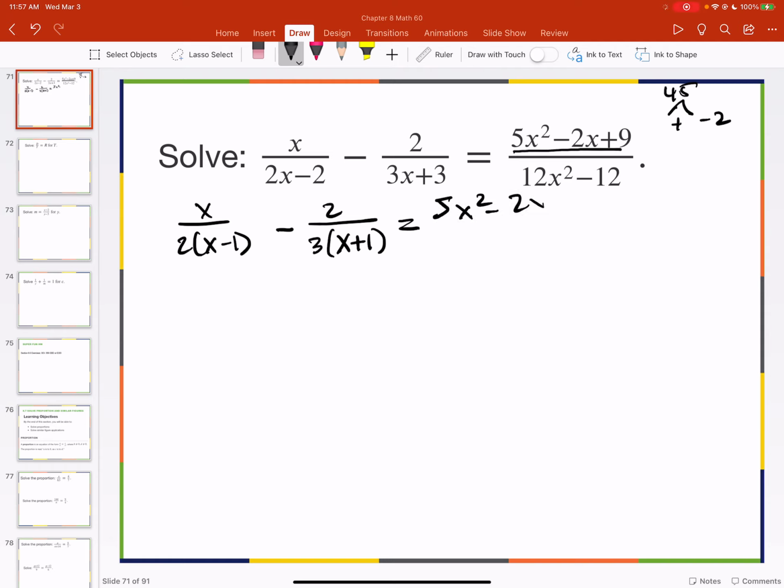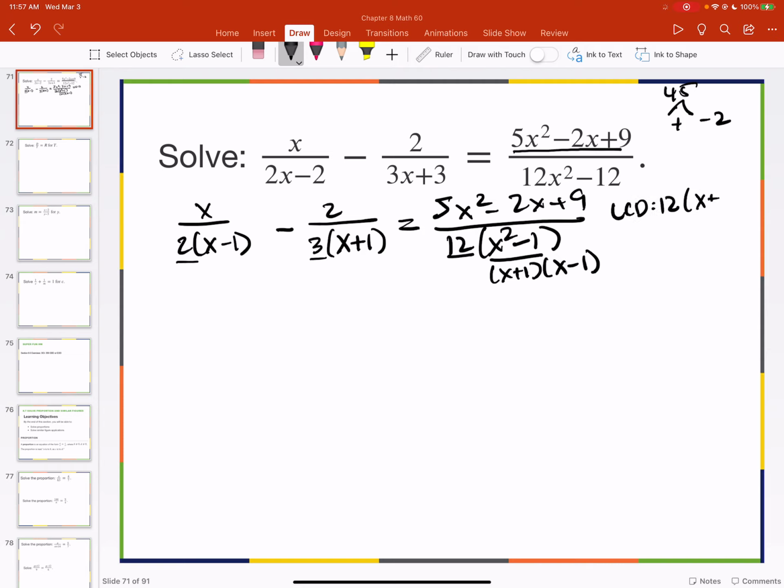x squared minus 2x plus 9, all over, divide out the 12, we get x squared minus 1, which we know is the same as a difference of squares, right? So x plus 1, x minus 1, sorry, I don't know why I said squared so many times. So 12, 3, and 2, the LCD of those three is 12. And then of course the rest is just x plus 1, x minus 1. Okay, so now I'm multiplying this LCD by everything, by this, this, and this.